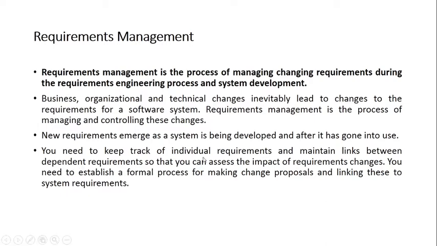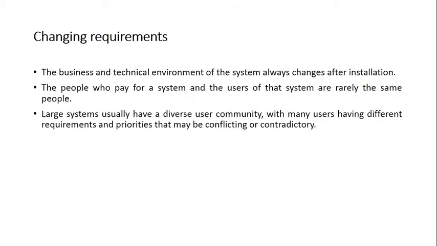You need to keep track of individual requirements and maintain links between dependent requirements so that you can assess the impact of requirement changes. You need to establish a formal process for making change proposals and linking these to system requirements. Ultimately, requirements are linked to each other and you have to keep track of all those requirements, because if you're supposed to change one, you have to make the changes in the linked requirements also.